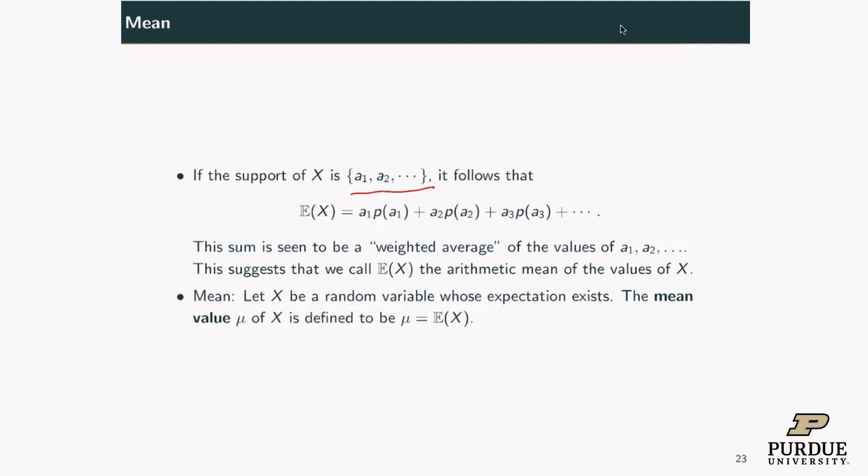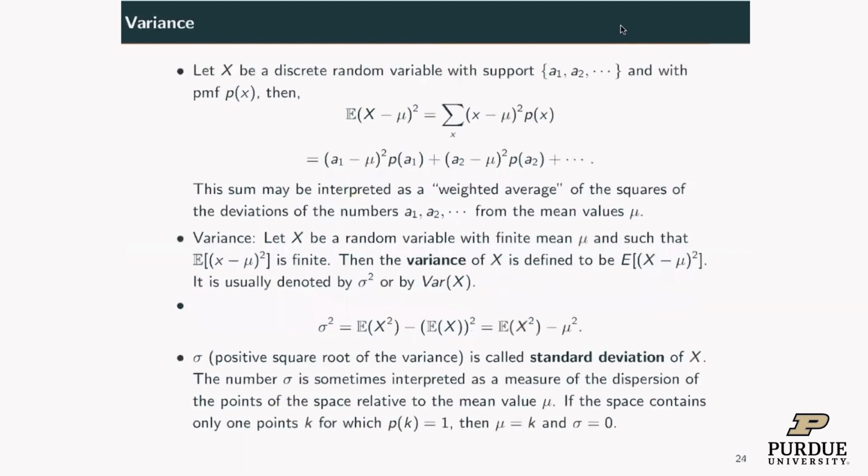So let x be a random variable whose expectation exists. The mean value mu of x is defined to be the expected value. So mu is equal to the expected value of x. The mu is called the mean, or population mean. That's the notation.